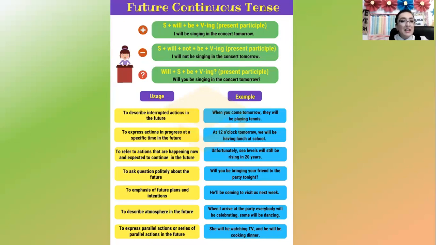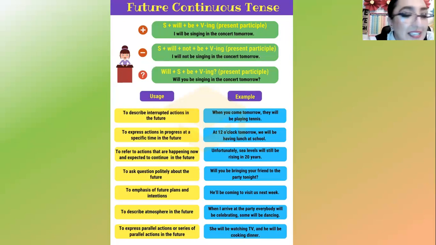Also, if you want to describe an atmosphere, you are going to be using ing. For example, when I arrive to the party, everybody will be celebrating and some will be dancing. You are going to be describing something that is going to be happening in a specific moment or in a specific place. For example, when the Backstreet Boys arrive, everybody will be waiting for them and will be, I don't know, cleaning the tables in order that they could be receiving them for the concert. That's when you are going to be using will be ing.